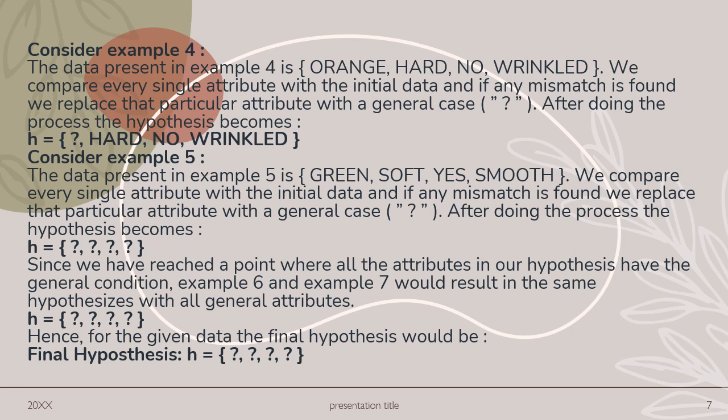Since we have already reached a point where all the attributes in our hypothesis have the general condition, we can consider example 6, that is green, hard, yes, and wrinkled. When we compare, again we get the general case, that is the question mark. Since it has already reached that point, considering example 6 and even the 7th example, it remains the same. So we can conclude that the final hypothesis would be h is equal to question mark for the 4 attributes. So this is how the algorithm works.